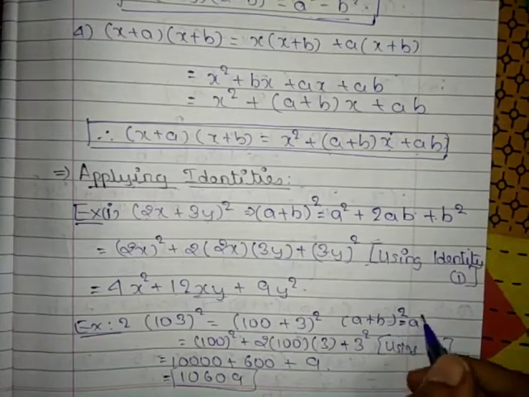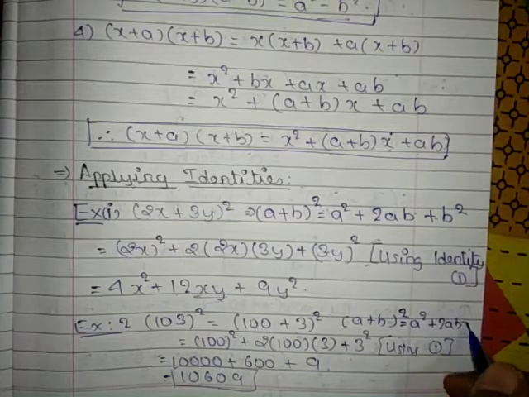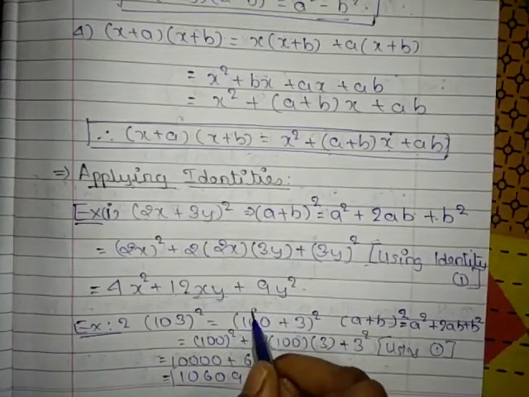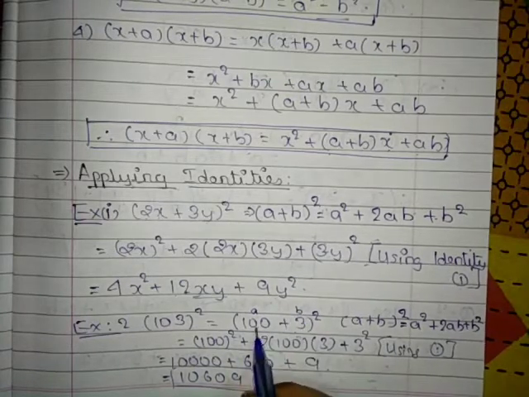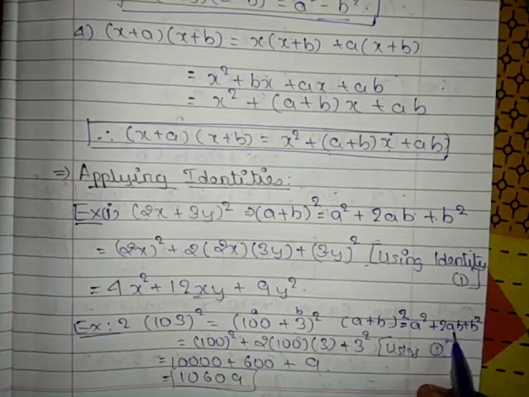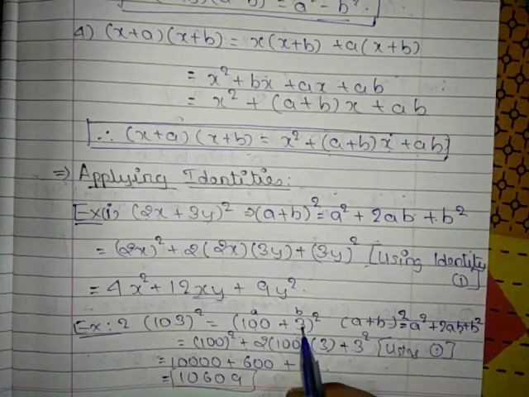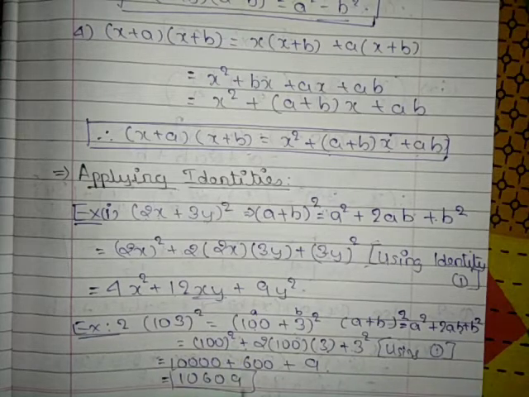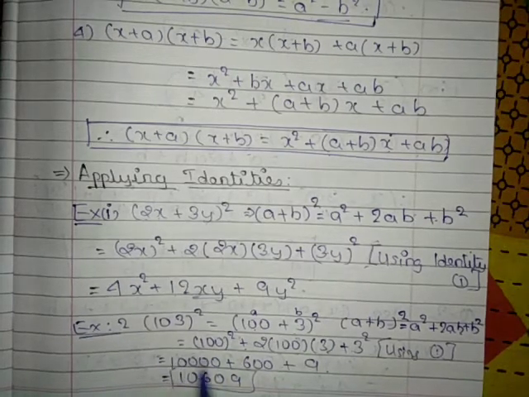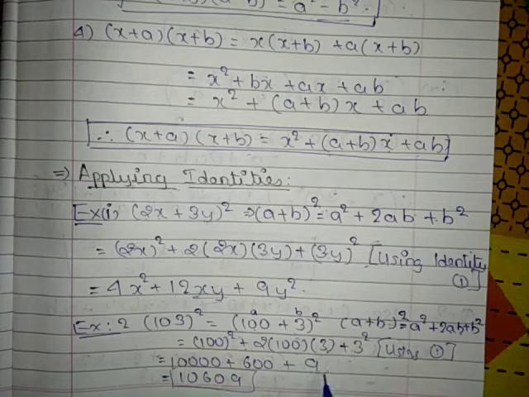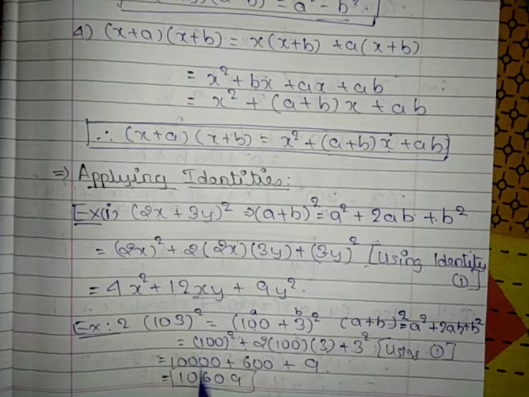So it will be a square plus 2ab plus b square. Here it will be a and here it is b. So a is 100, so 100 square plus 2 multiplied by a, b. a is 100, b is 3, plus b square, so 3 square. Now it can easily be solved in hundreds form, that is 100 square is 10,000, plus 2 times 3 is 6, 6 into 100 is 600, plus 3 square, that is 9. So now we are easily able to solve 103 square. Our answer is 10,609.